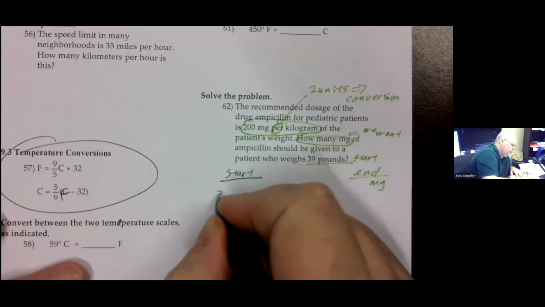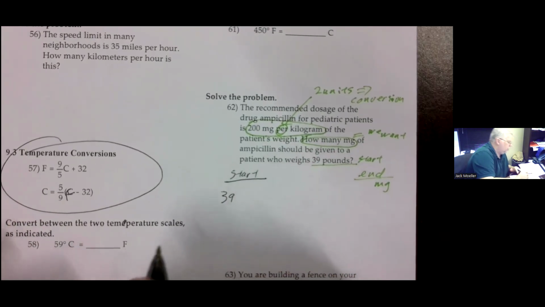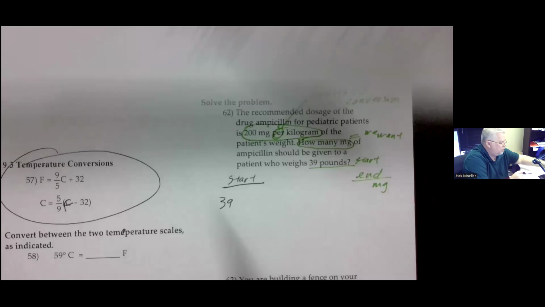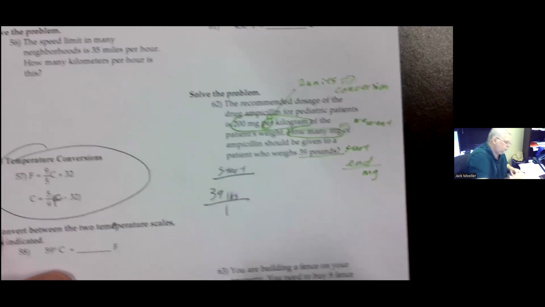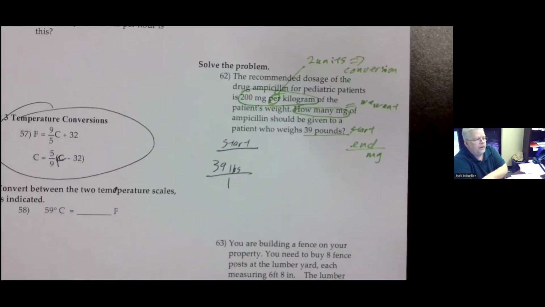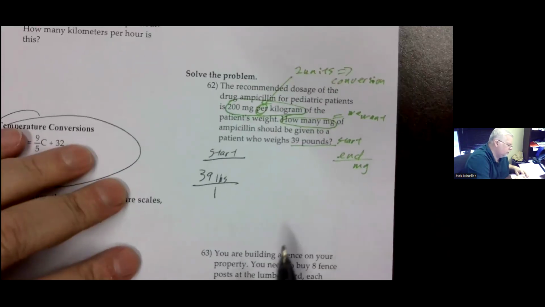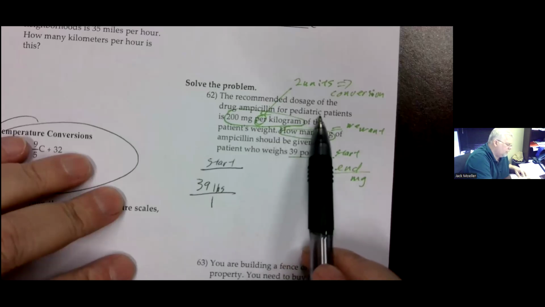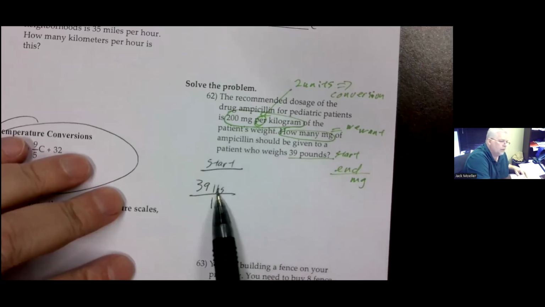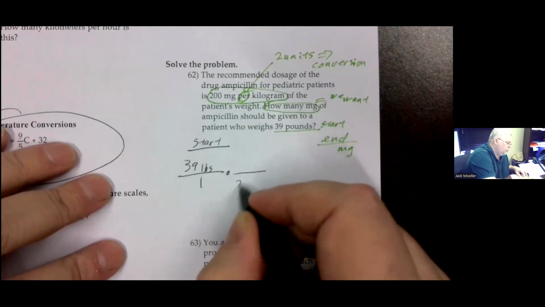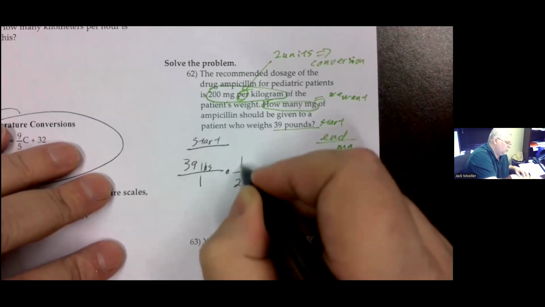How do we set this up? Well, again, this is why we did the basic setup on this, because when we get to problems like this, the process comes in handy. All right, so we have 39 pounds. What do we need to convert that to? Well, for the medicine, it's milligrams per kilogram. We don't have kilograms, we have pounds. So we need to convert pounds to kilograms. How do we convert pounds to kilograms? Well, 2.2 pounds is 1 kilogram.